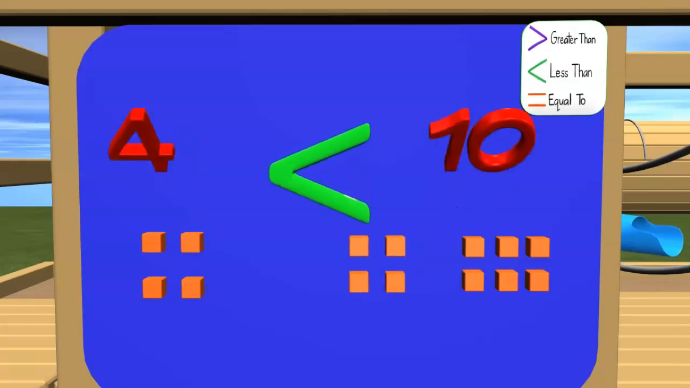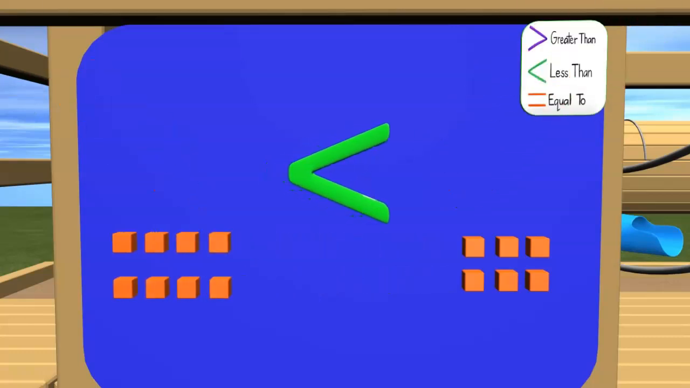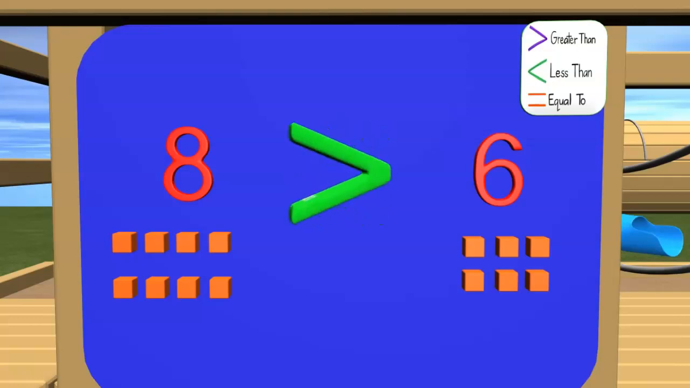Let's look at another problem. Here we have 8 blocks on the left and 6 blocks on the right. The open mouth faces toward the bigger number. So which is bigger? The 8 is bigger, so the mouth opens toward the 8. Now to read this sentence, we start from the left and say 8 is greater than 6.